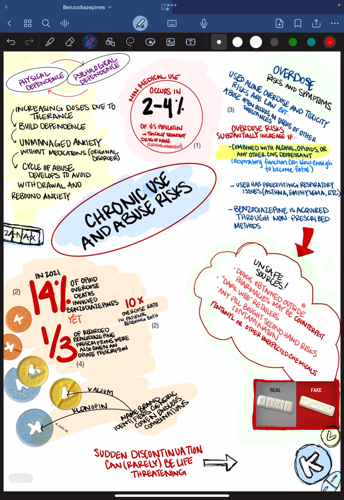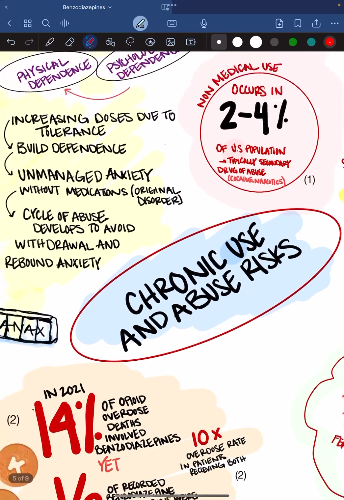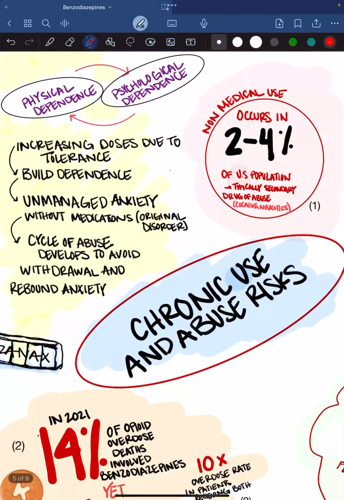So here are some facts about chronic use and abuse of benzodiazepines. Starting up here, we can look at the physical dependence and psychological dependence, which are a risk regardless of whether or not somebody is using them under the care of a physician, exactly how they're being prescribed them, or if somebody's taking them illegally.